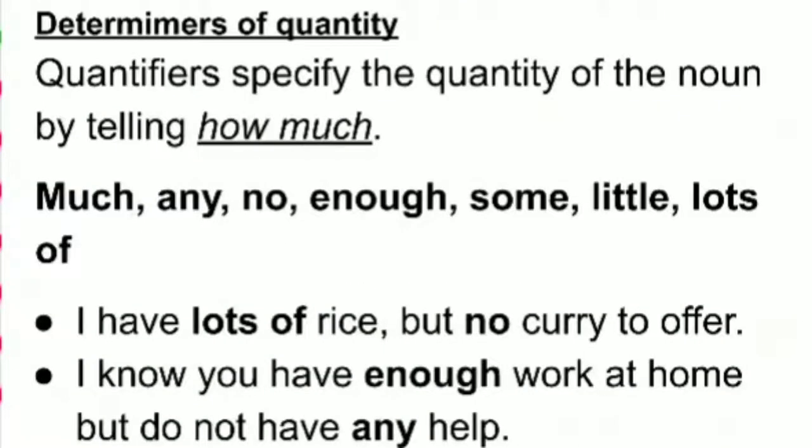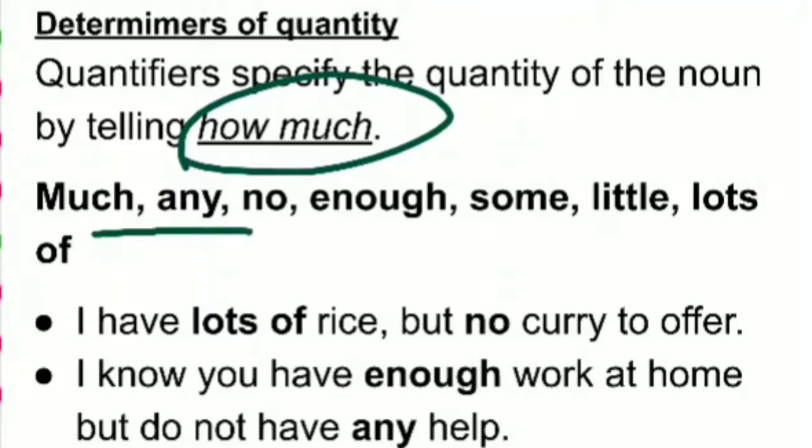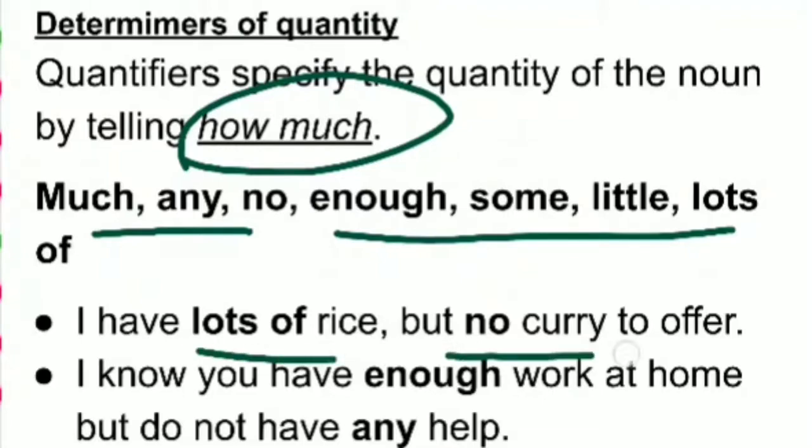Next is determiners of quantity. It shows how much of the noun is present. It means we are talking about uncountable nouns, which cannot be counted. Here determiners such as much, any, no, enough, some, little, lots of are some of the determiners used as determiners of quantity. See the example: I have lots of rice but no curry to offer. Here it is used with uncountable nouns, which cannot be counted.